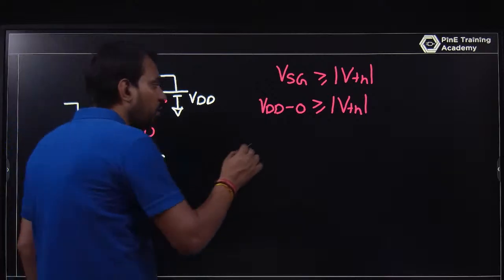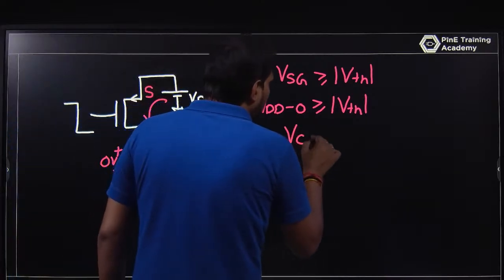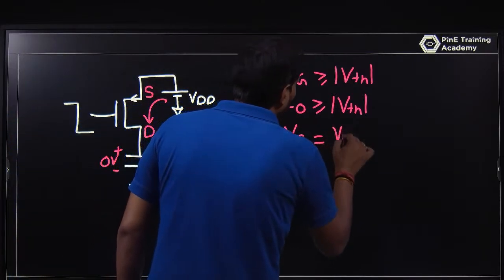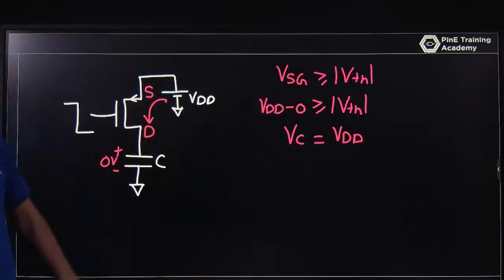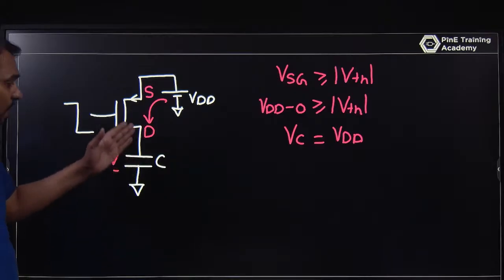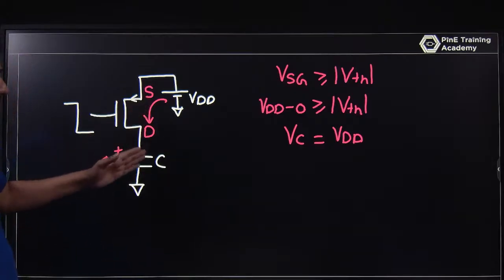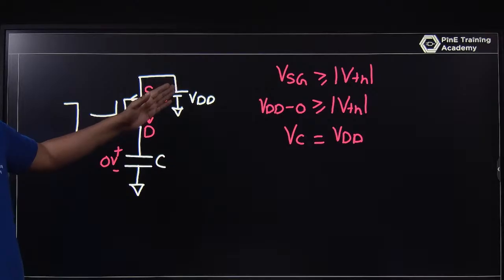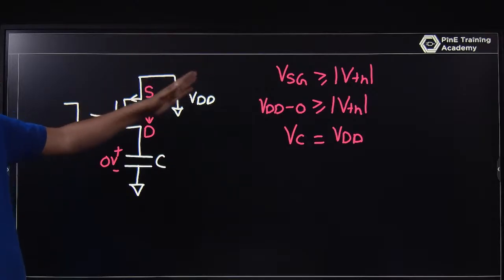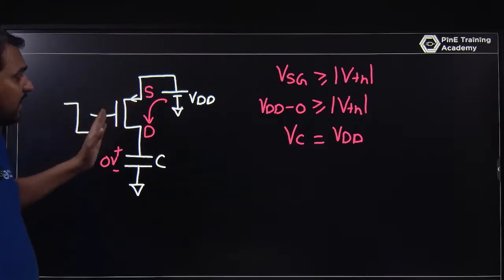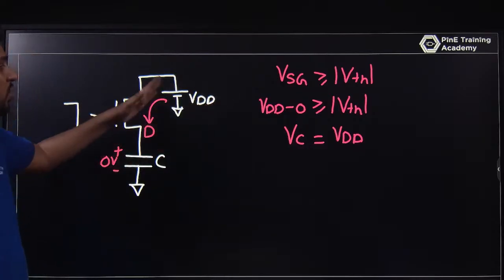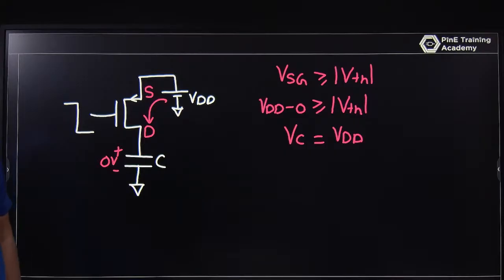So the capacitor voltage can be equal to VDD, and there is no meaning of VSG beyond that, because the capacitor will be charged only till VDD. It will not charge more than that or less than that. It is decided that VSG is greater than or equal to VTH, so the MOSFET can charge. So this is the fundamental of PMOS charging.